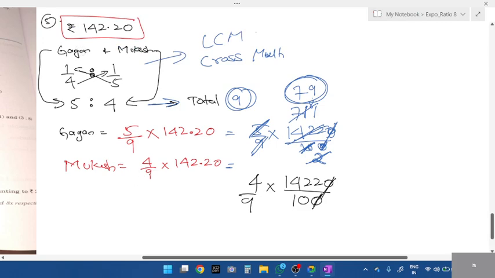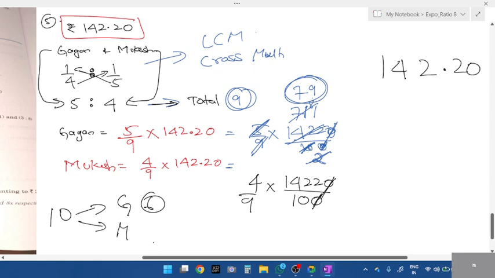Total? Total how many people, students? Gagan and Mukesh. Only two, right? What's the total rupees? Total cost here? 142.20. See, if the total cost is rupees 10, students, 10. If Gagan gets 6 rupees, how much will Mukesh get? All of you will respond.